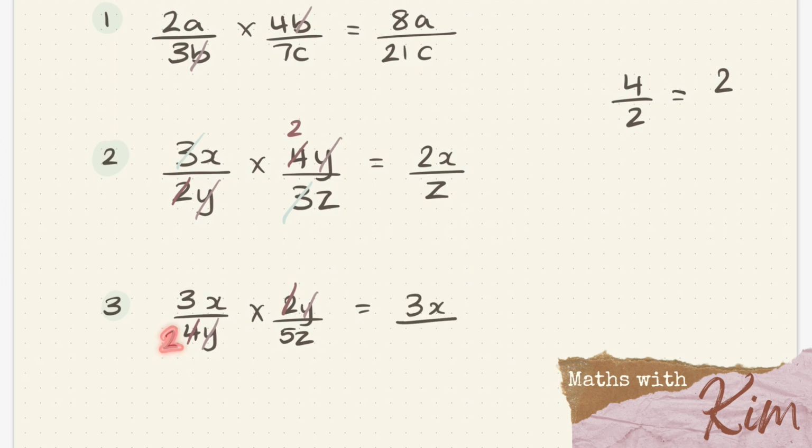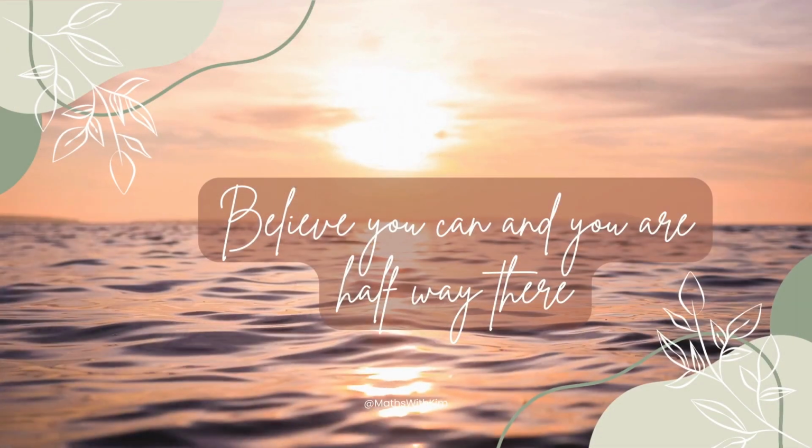So we've got the 2 here times by the 5z. 2 times 5 is 10, and we still have the z. And again, you can see 3x over 10z. I do not need to simplify it any further.